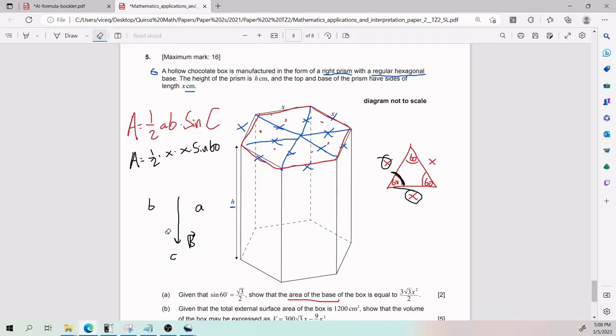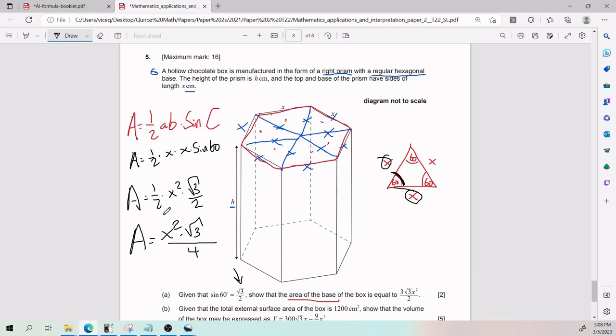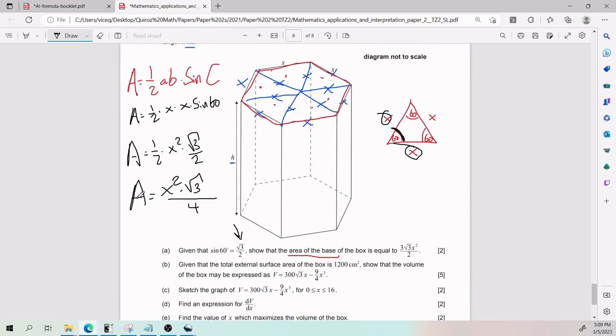And since I know that they told me earlier that sine 60 is this guy here, I suddenly have 1/2 times x squared, because x times x, times square root of 3 divided by 2. If you want to get fancy and combine terms, you actually end up with x squared times square root of 3 divided by 4, because we have 2 times 2 on the bottom. See? Awesome.